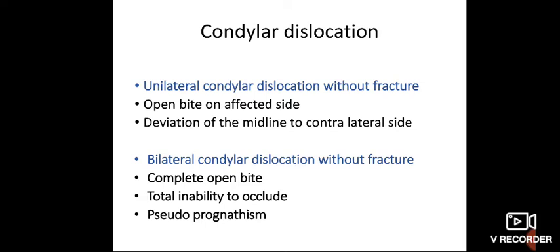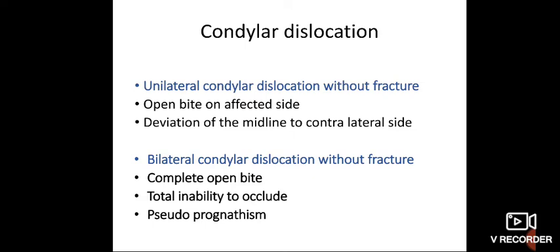This condition can occur without fracture, can occur with fracture. When it occurs without fracture, it is called acute dislocation due to trauma. Acute unilateral dislocation, acute bilateral dislocation. The clinical features will be open bite on the affected side. When the condyle is dislocated on the right side, there will be open bite on the right side occlusion, and deviation of the mandible to the opposite side.